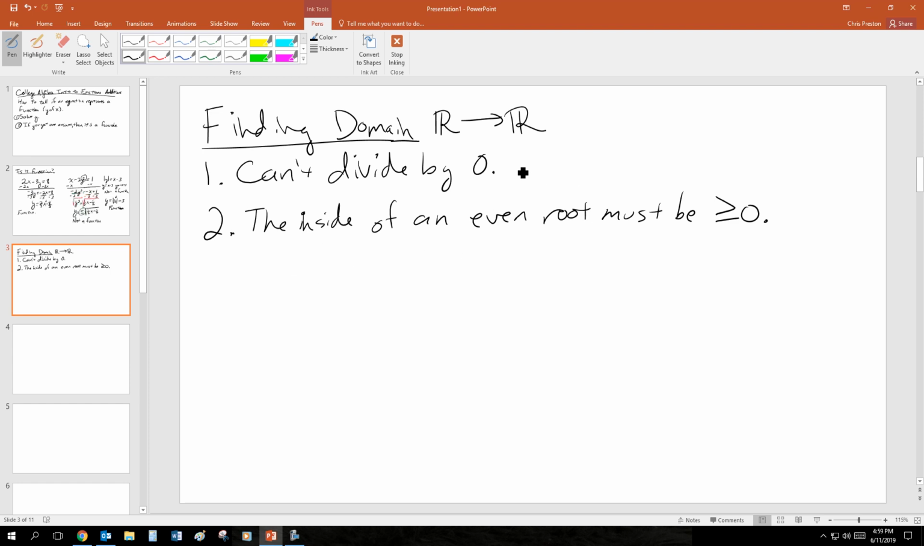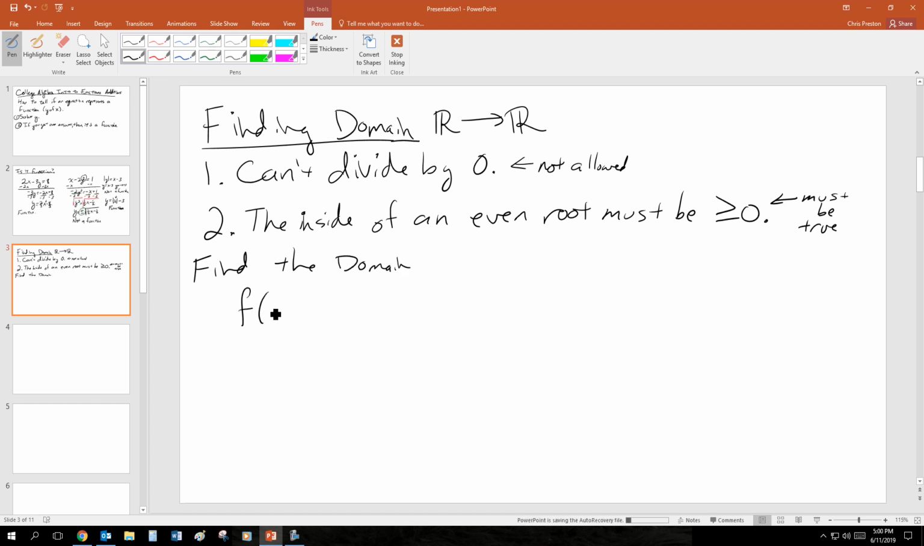So the first one's saying what's not allowed. The second one's saying what must be true. Those are two kind of different ways of approaching domain. So let's say we're set, find the domain.